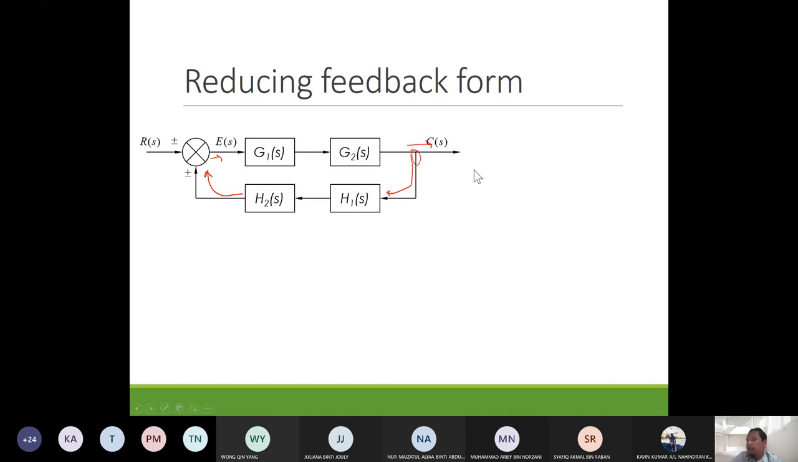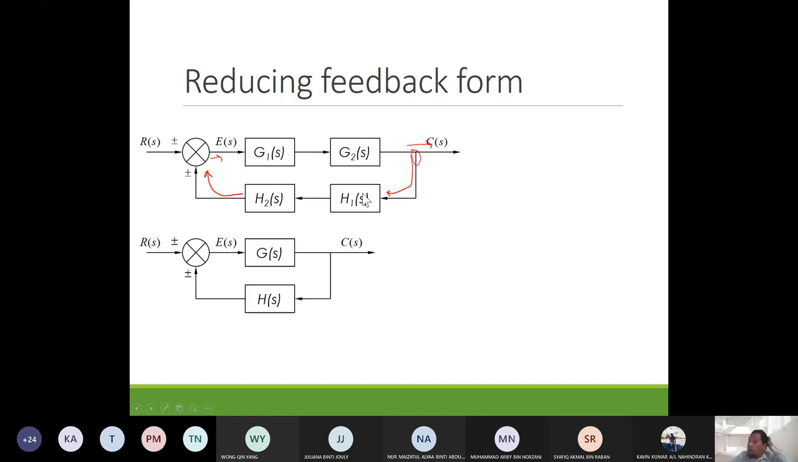Okay. So when you have this arrangement, you can first simplify the top one, the forward direction. So G1 times G2 to get G(s). So this is a cascade arrangement. And then you can simplify the backward arrangement. So H1 and H2 are in cascade arrangement as well. So you get H, okay? H equals H1 times H2. G equals G1 times G2. So you can simplify first. And then after you simplify, you can further simplify the feedback arrangement.